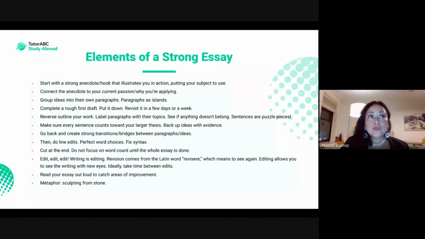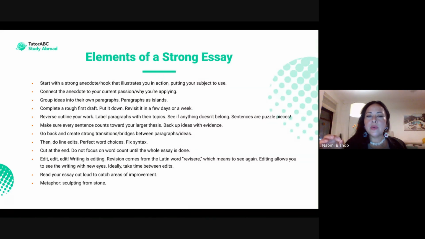And I like to reverse outline my work. That's another way of checking to make sure that paragraphs are their own topics or islands. So let's say I've already written an essay. I look at each paragraph and I label the side of the paragraph with its topic. I'm like, oh, what's this paragraph about? And I write the word next to it of what it's about. So, intro anecdote. And then I look at the next paragraph. I'm like, oh, what's this paragraph about? Oh, it's about why I'm passionate about this, and so on and so forth.